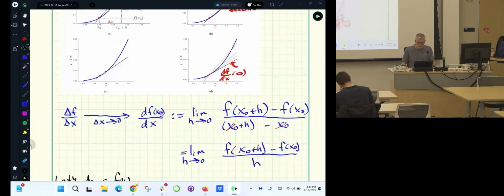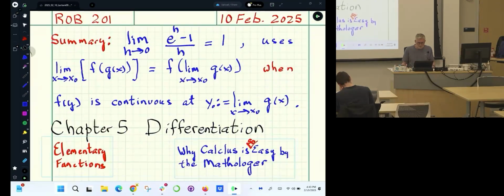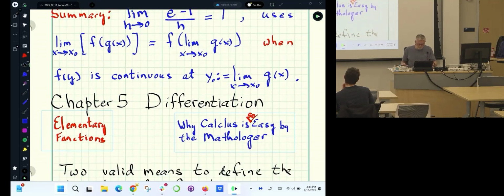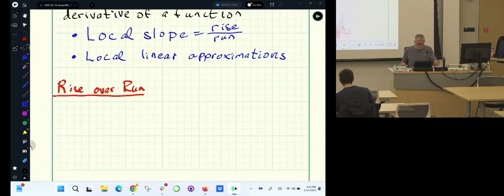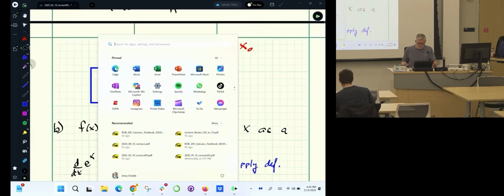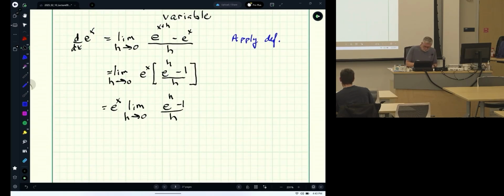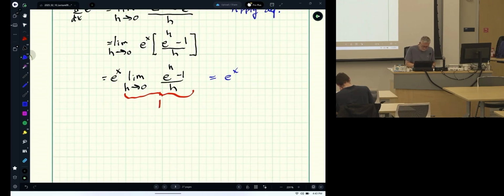And we know the value from what we started with in the summary, which you were given as a homework assignment with hints, and it's also solved at the end of Wednesday's lecture. Okay, so this limit is 1, and so this just equals e to the x. So very nice. d by dx of e to the x equals e to the x.